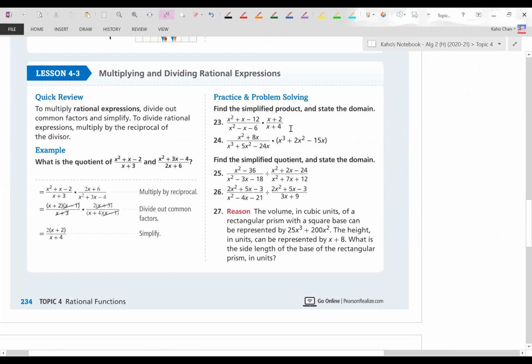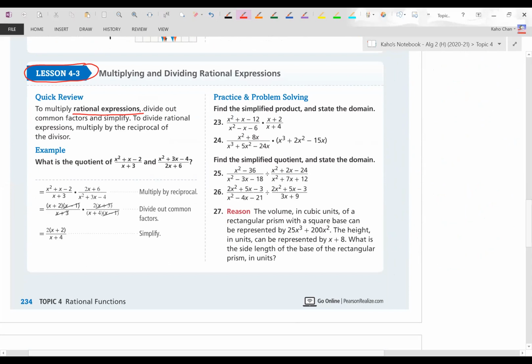All right, what can we do with rational expressions? 4-3 is on multiplying and dividing them. The best thing to do when it comes to these things is to factor and see what you can reduce. Look at the example that they gave us.